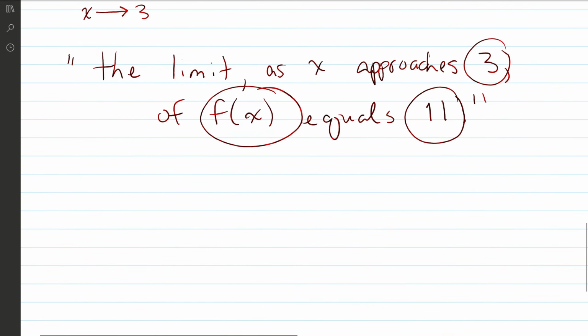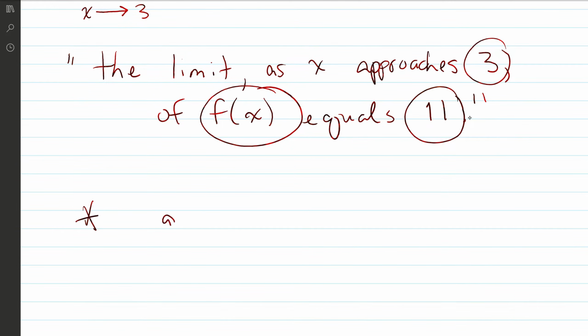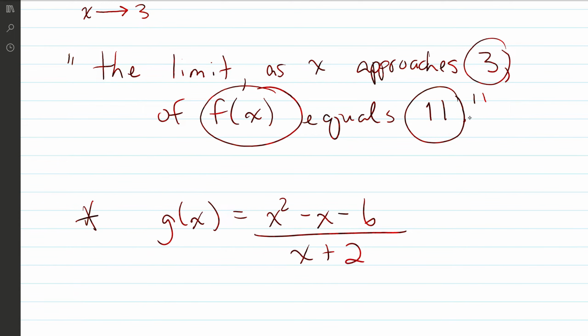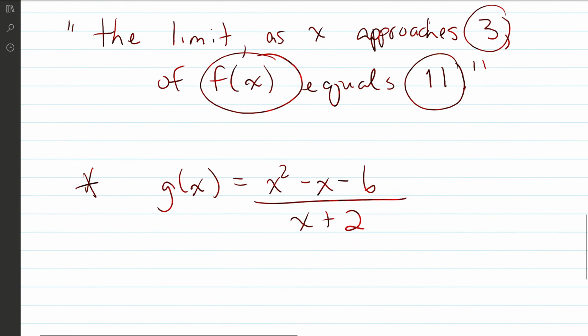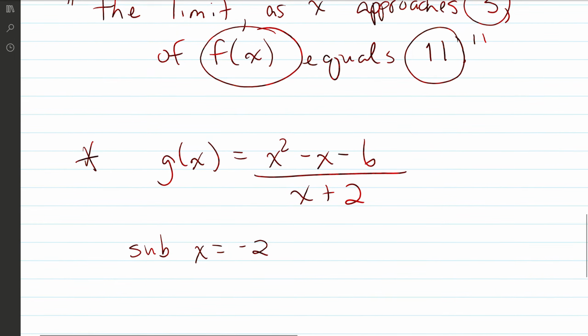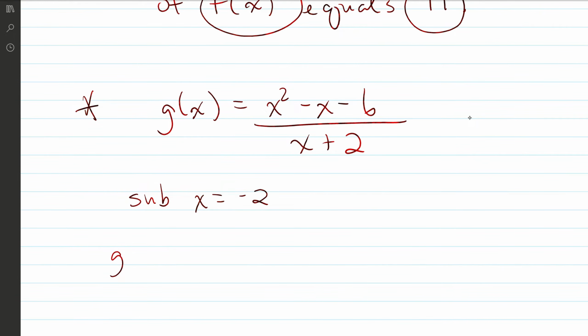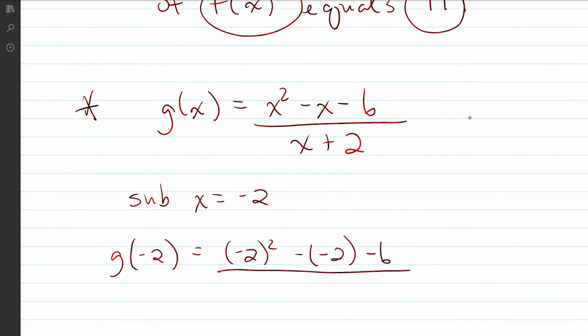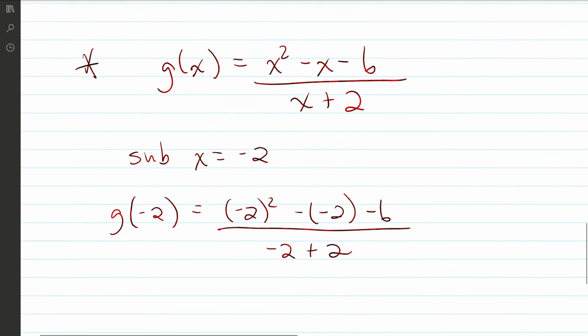All right, let's take a look at a more involved example. Let's say we have the example of g of x is equal to x squared minus x minus 6, divided by x plus 2. So let's go ahead and maybe sub in x equals negative 2. So then we have g of negative 2 equals negative 2 squared minus negative 2 minus 6, all divided by negative 2 plus 2. All right, crunch those numbers.